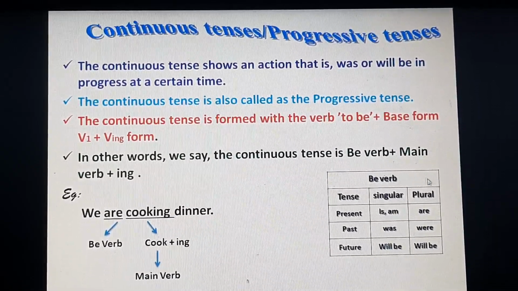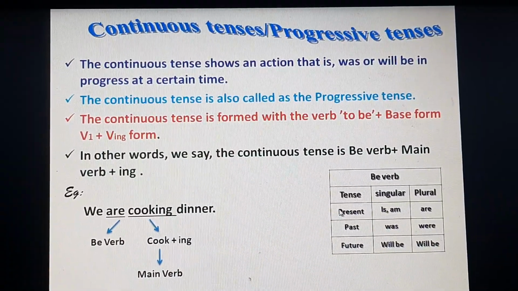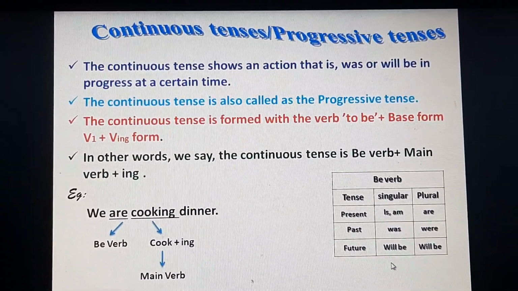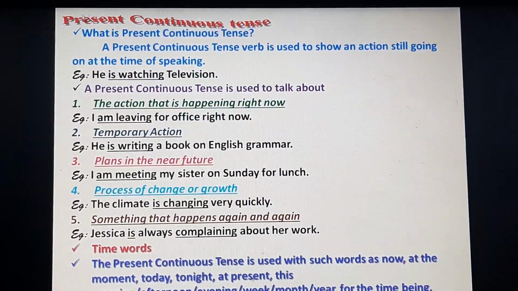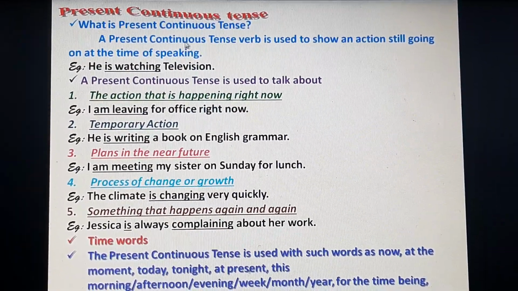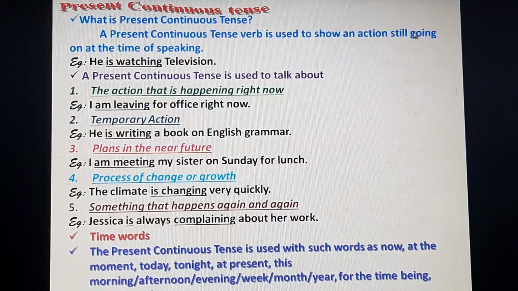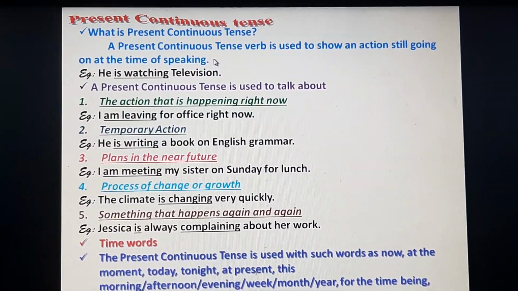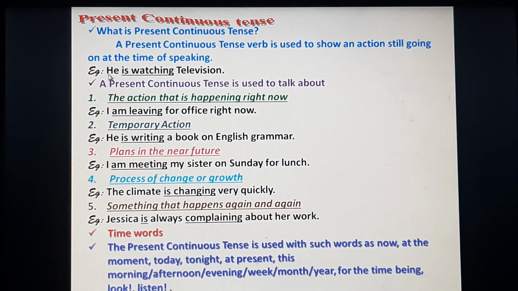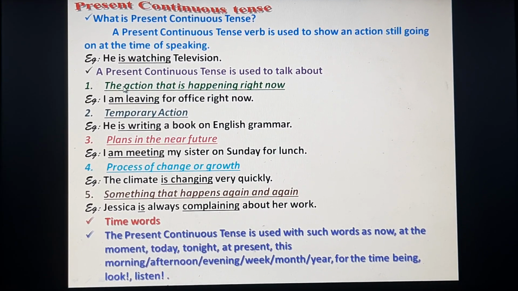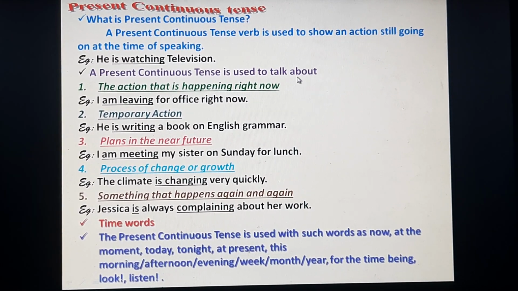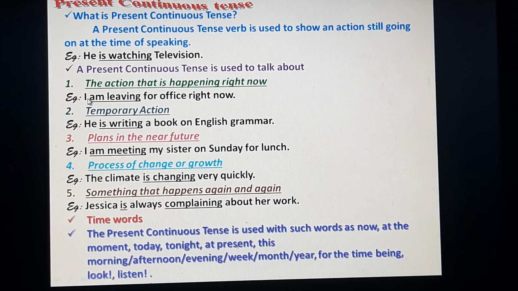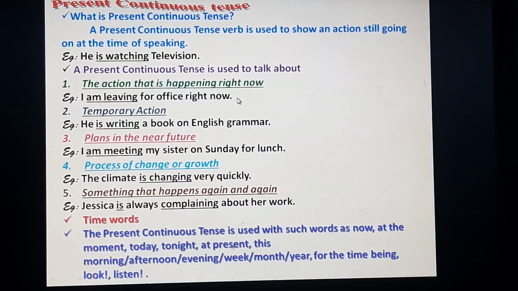We have a chart here for the be verb to be used in the present, past and future tense in the singular and plural number. Please make a note of it. Present continuous tense. A present continuous tense verb is used to show an action still going on at the time of speaking. So the action is going on continuously. Example, he is watching television. A present continuous tense is used to talk about the action that is happening right now. Example, I am leaving for office right now.